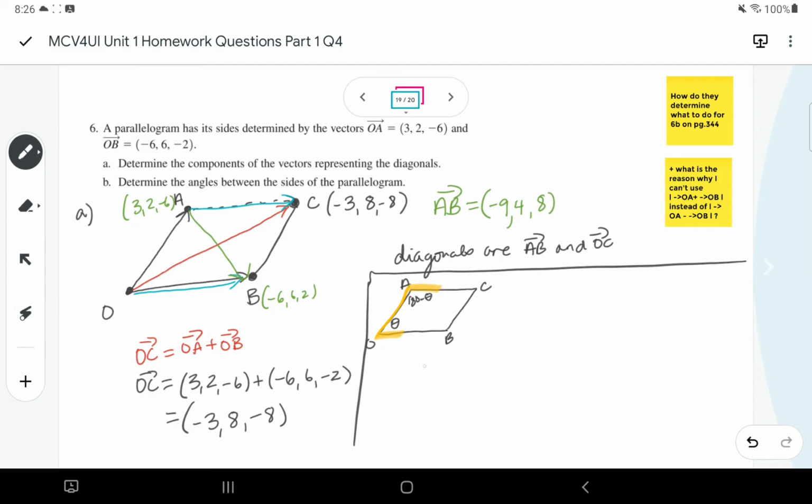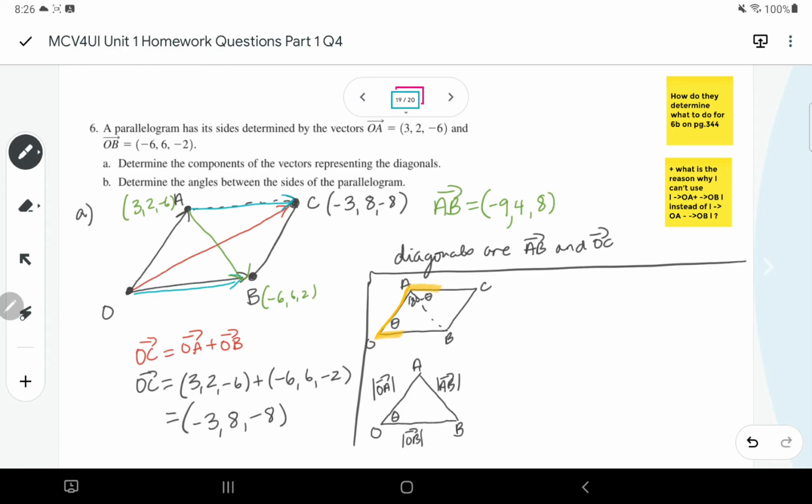So to find angles, we really do need to know stuff about a triangle. So I'm going to ignore point C for now, and I'm just going to look at this triangle to find theta. So I know that this is vector OA, and that would be that magnitude. This side is the magnitude of AB, and this side is the magnitude of OB.